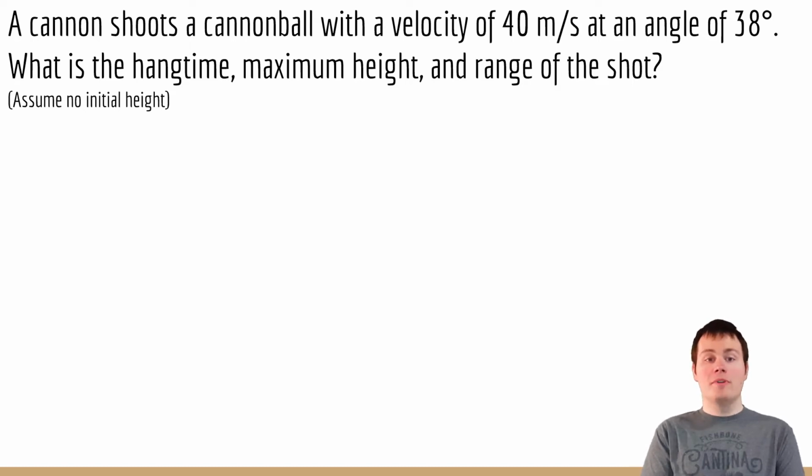Today we have a pretty classic projectile motion problem. A cannon shoots a cannonball with an initial velocity of 40 meters per second at an angle of 38 degrees. We want to know what is the hang time, the maximum height reached, and the range of this particular shot.